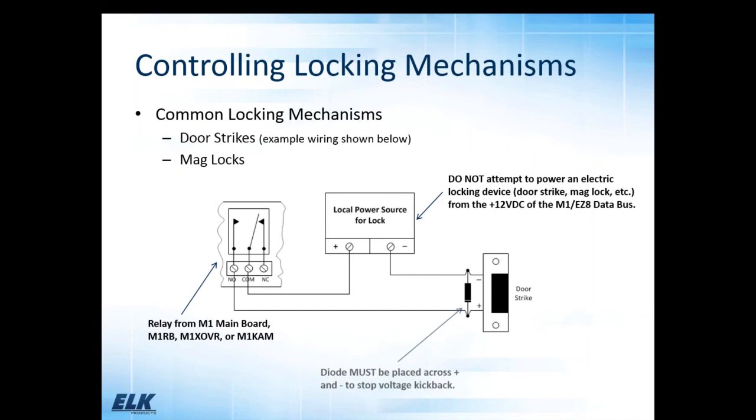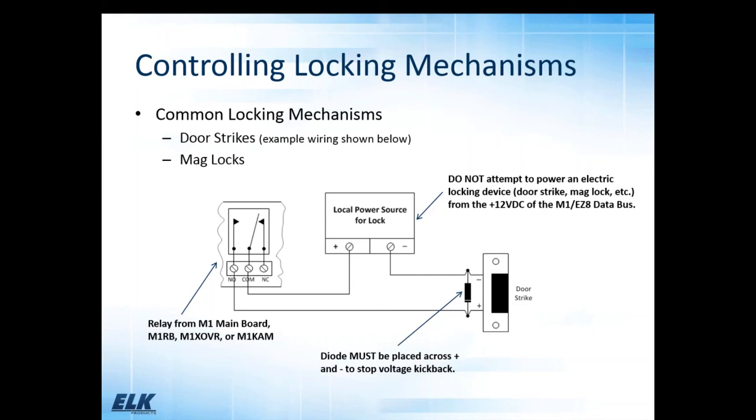Okay, so we're talking about controlling locks, controlling access to let certain people in, keep certain people out. Door strikes and mag locks are your most common locking mechanisms, and this is actually an example of wiring a door strike. And this relay again could be off of the main board, that could be output 3, it could be off of an RB, an M1XOVR, or a CAM. Alternately, you could have the voltage output off of a keypad controlling a standalone relay. So the relay could be from a lot of different places, but you're using it to switch one leg of power, in this case the positive leg, to your locking mechanism.